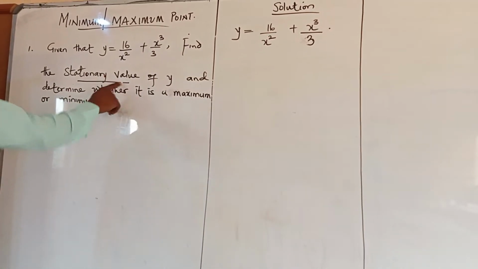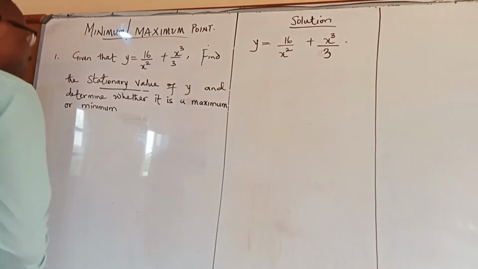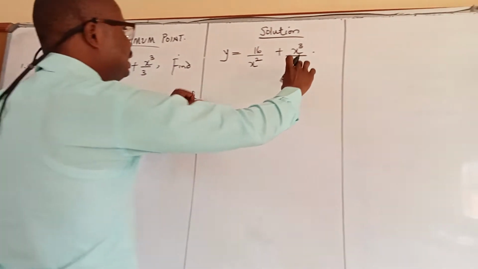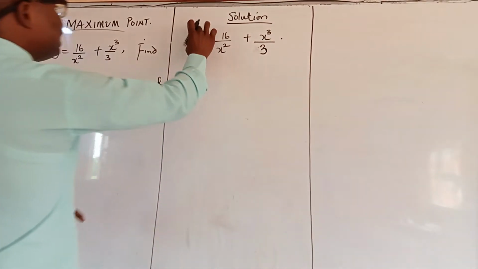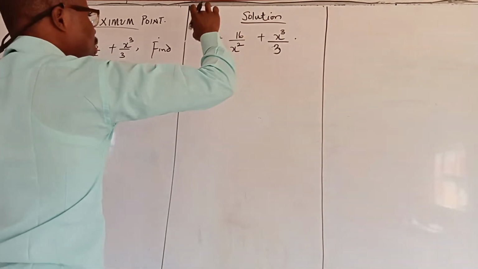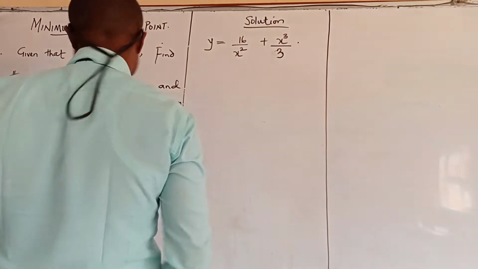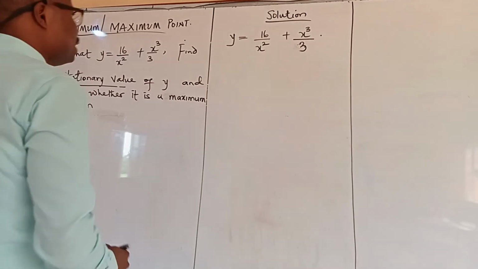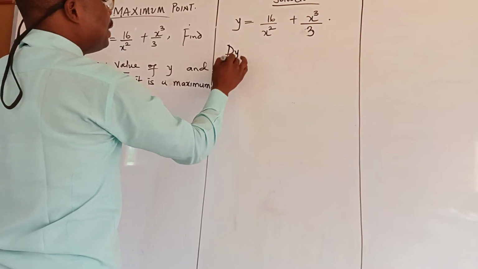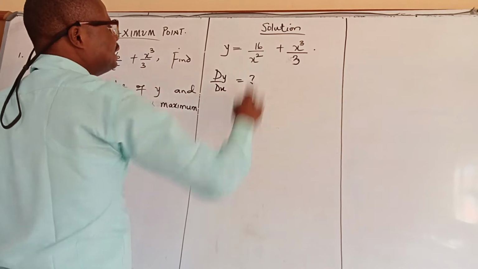Now, the stationary value, or the value at the turning points, is expected to be that when we find the first derivative of y, when we differentiate y with respect to x, at dy/dx equals 0, the value of x we obtain becomes the stationary value. So finding dy/dx is the first step. Now, how do we find dy/dx there?